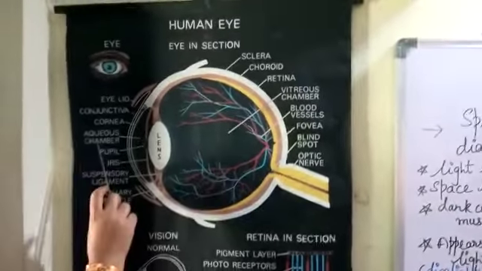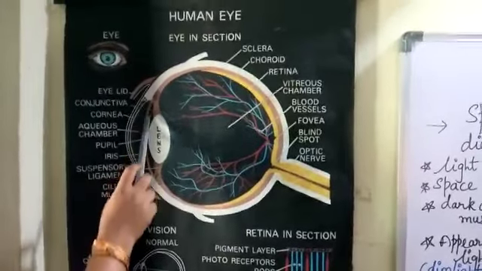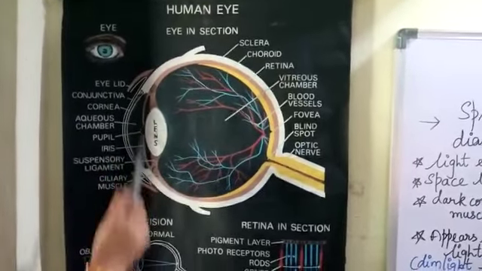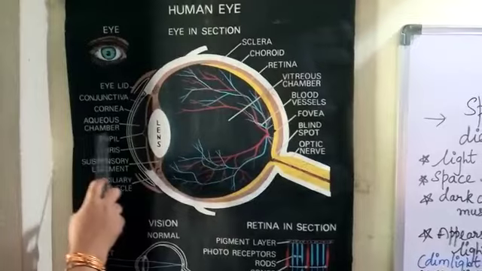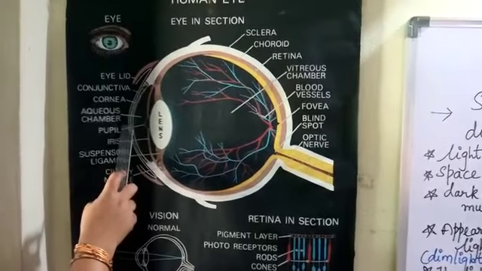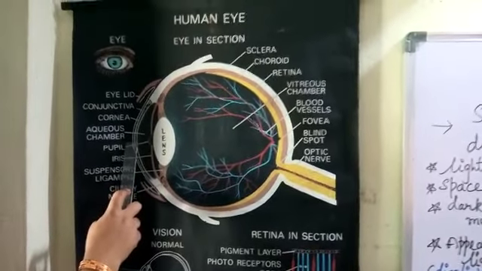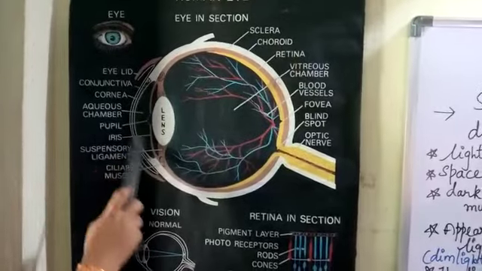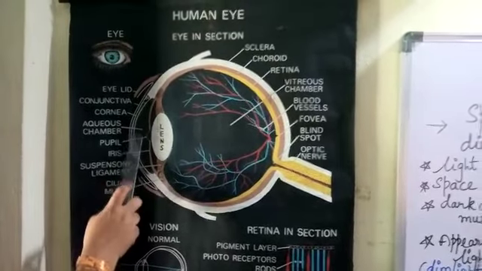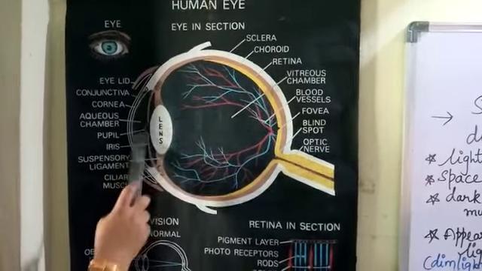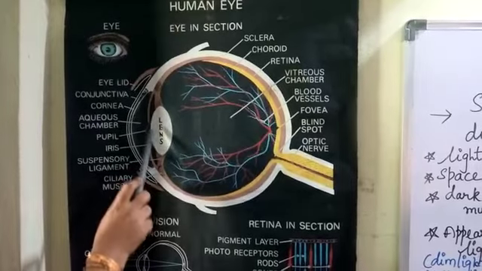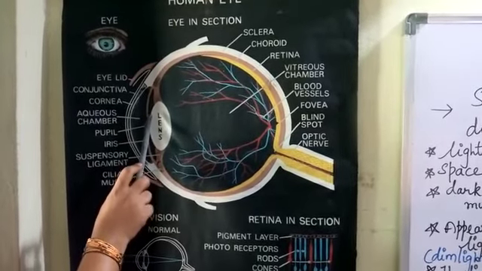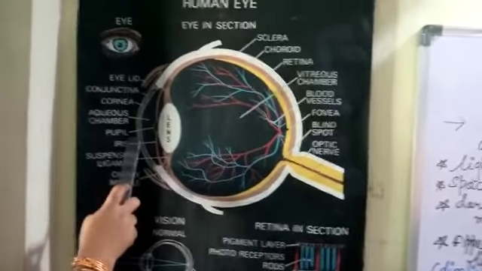Okay, and then behind the cornea you can see some dotted lines here. This is nothing but called the aqueous chamber. In the aqueous chamber, aqueous humor, that is liquid, will be present. Then after this aqueous chamber, here you can see the dotted lines in the center of the eye. That is nothing but called the pupil.